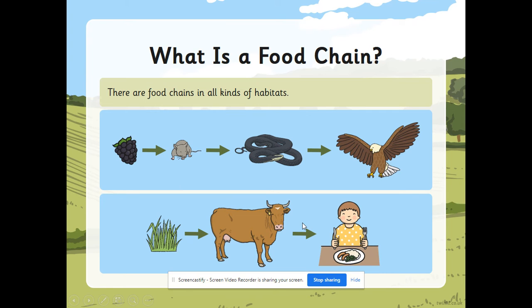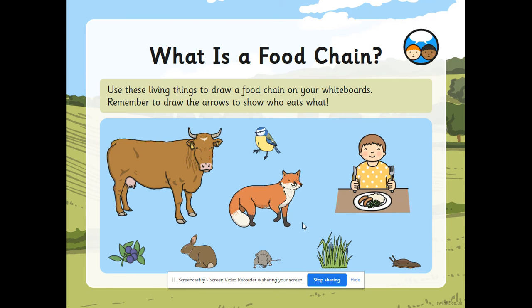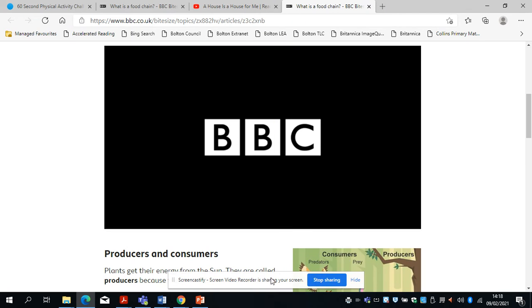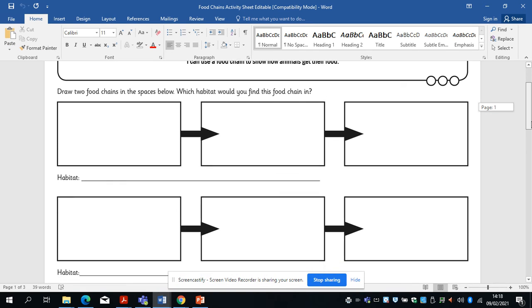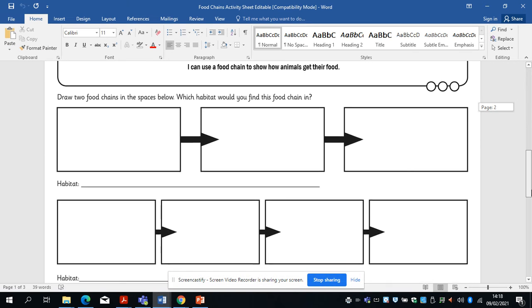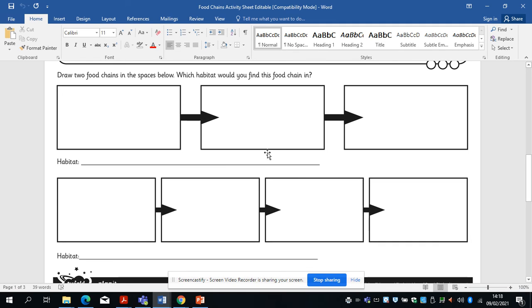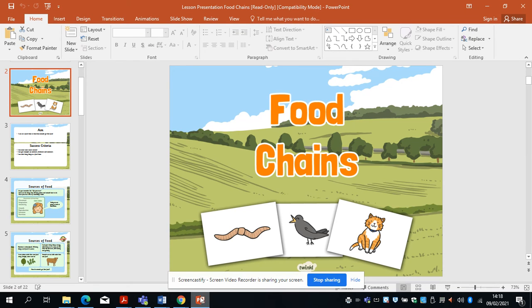Again, you might want to pause the video when you do your worksheet and have a look. Use these living things to draw a food chain on your whiteboards. Now, you're not going to do it on your whiteboard. You're going to do it on your worksheet in your pack that looks like that, okay? So I want you to have a go at drawing your own food chain and writing the habitat where you'd find them, okay? So that will be your work today.